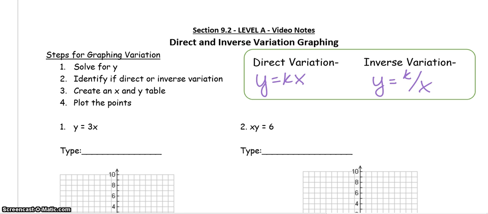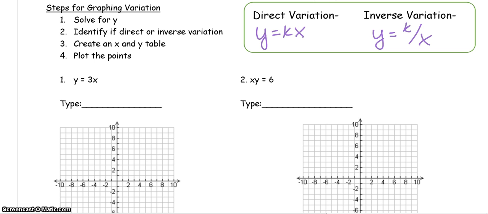So when we're graphing, just like with any other type of graphing, you always start by solving for y. If we look at example 1, that's already solved for y, so we can move on to step number 2. Then we need to identify if it is direct or inverse variation. So we want to compare it to the original equations up here. We've got y equals 3x. That's like y equals a number times x, so that would be direct variation.